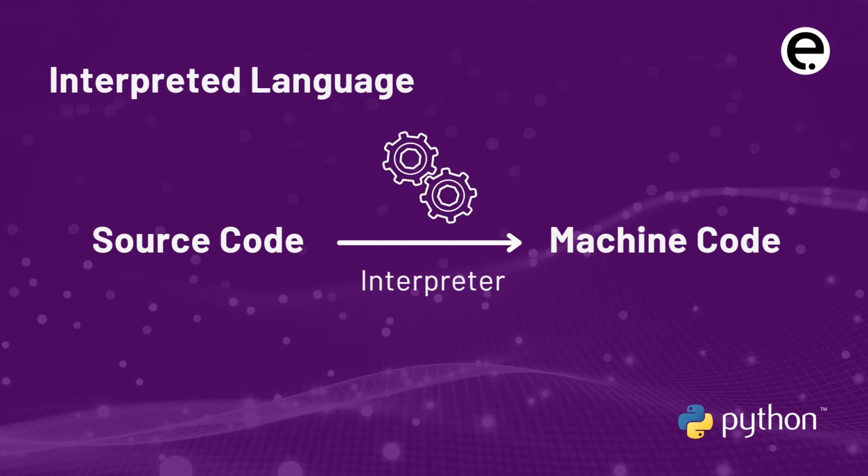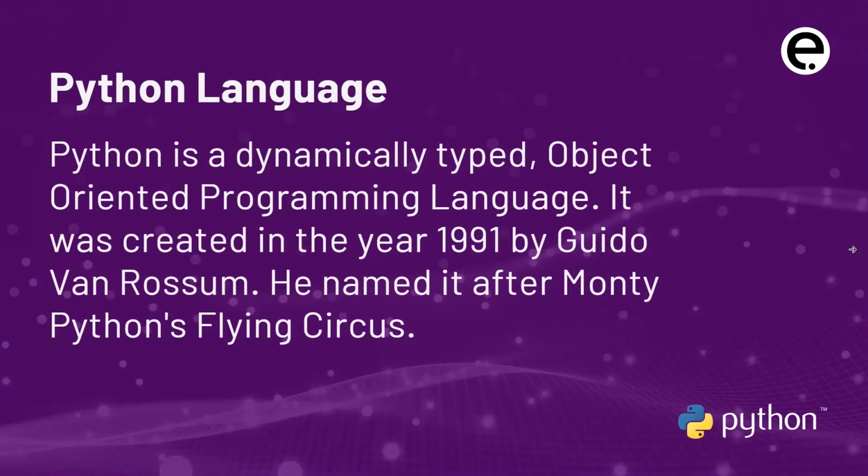So it will throw you an error as soon as you write a wrong code. So that's where the difference between compiled language and interpreted language lies. Now let us talk a bit about the Python language that we are going to learn in this entire series.